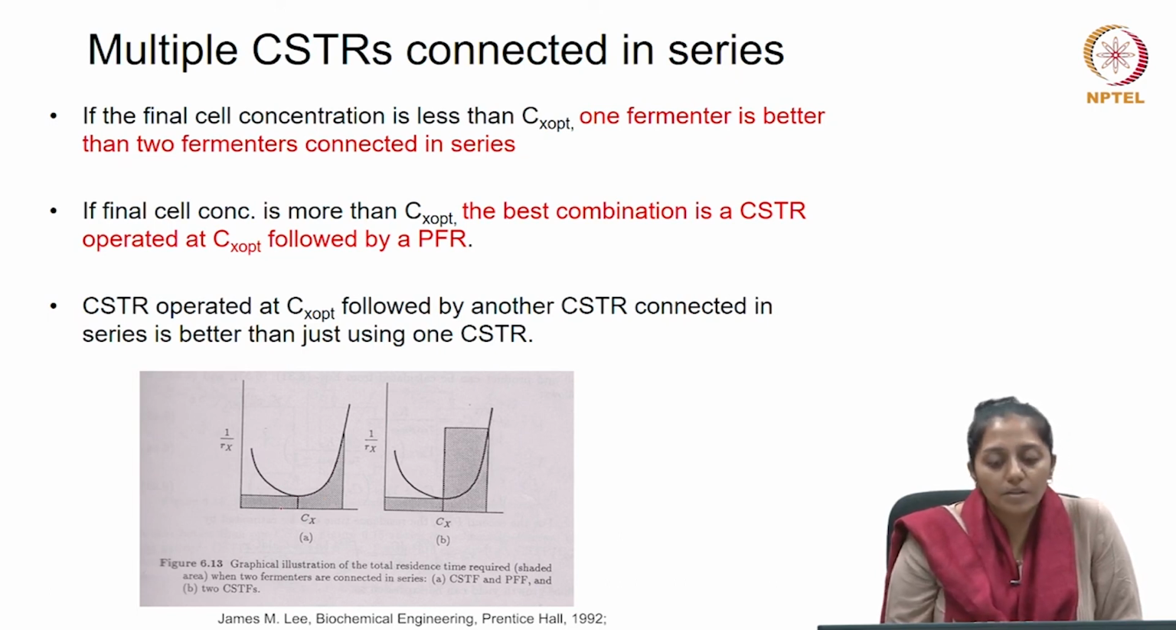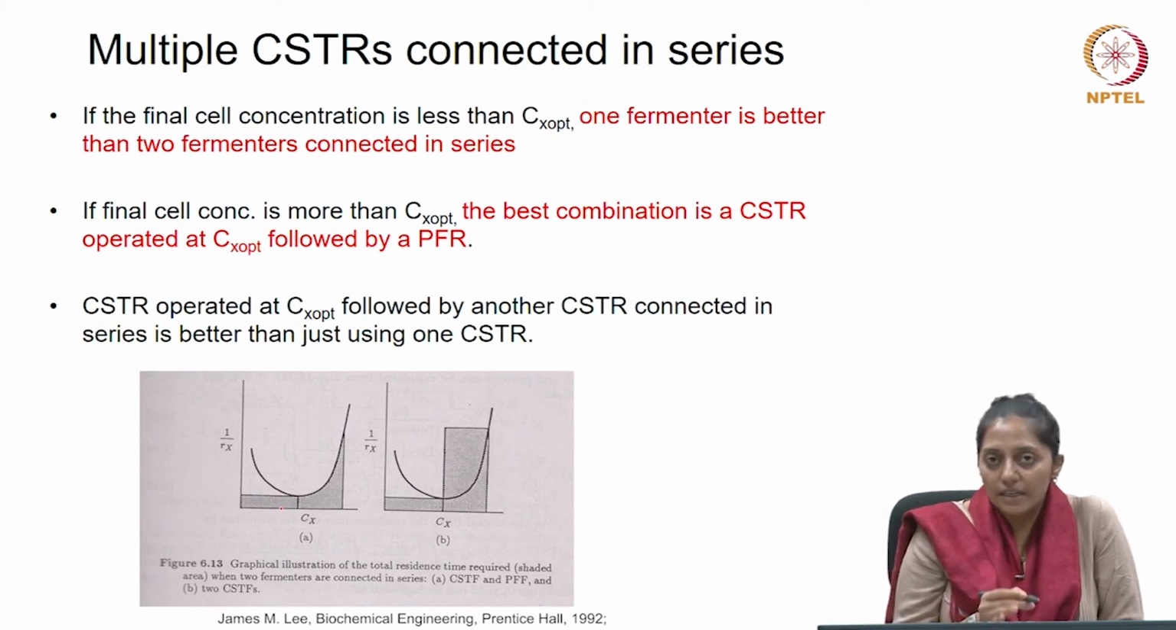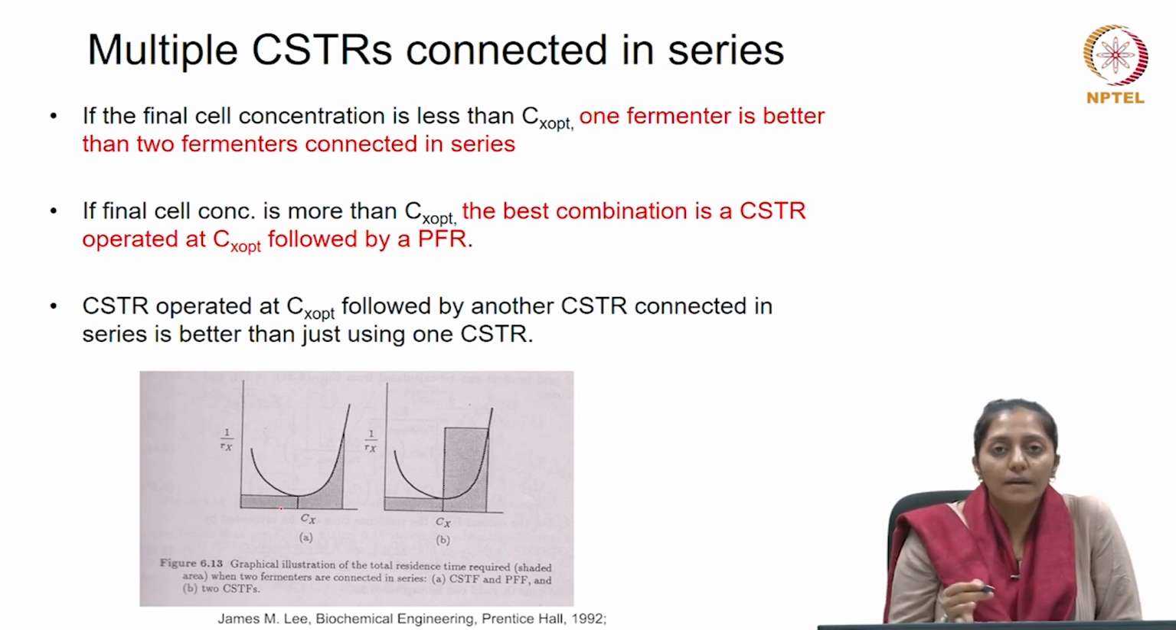If the final cell concentration is more than the Cx optimum, then the best combination would be a CSTR running at the Cx optimum, where 1 by Rx is minimum, followed by a batch reactor, which is a plug flow reactor that follows similar batch kinetics, that is, a PFR. So, if you see the figure shown on the slide and look at it in terms of the residence time, you can clearly make out.